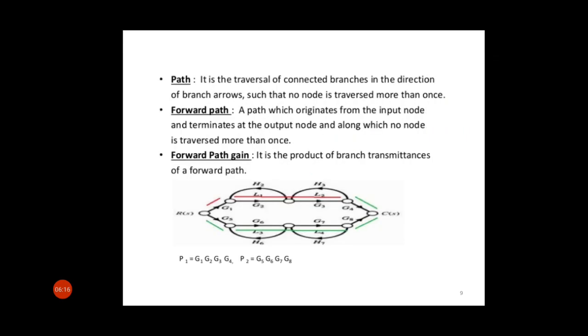Now come to the next term. Next is path. So what is a path?